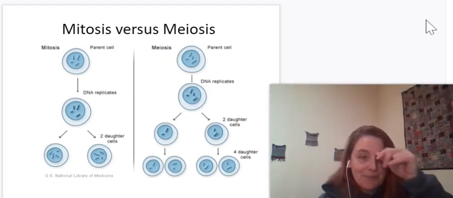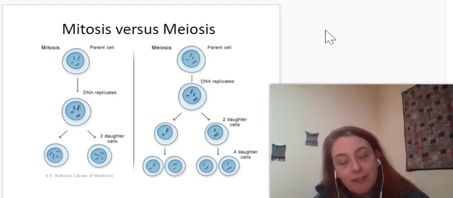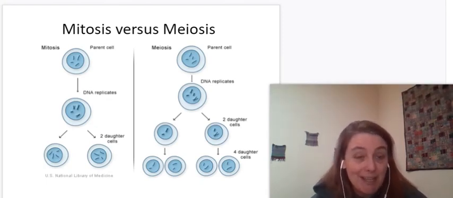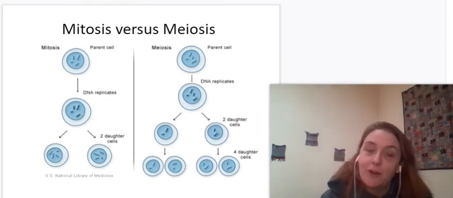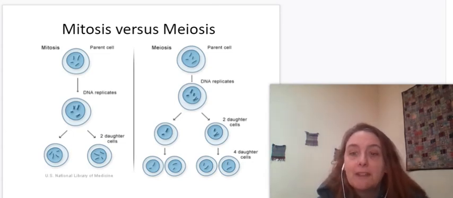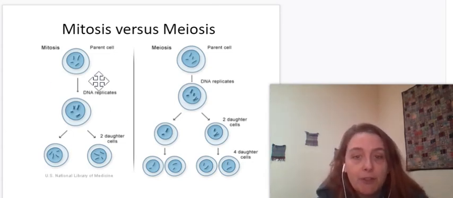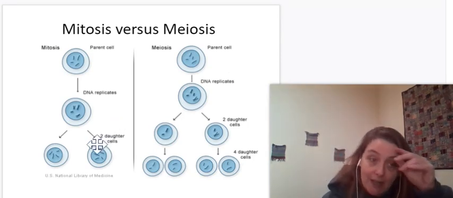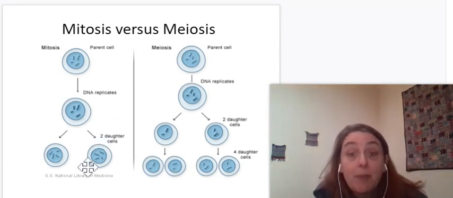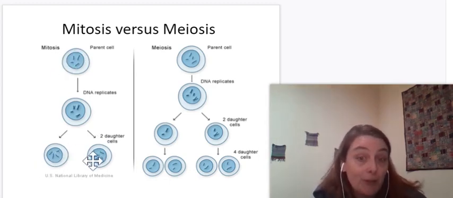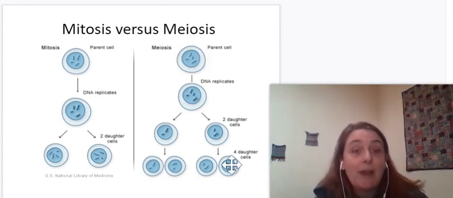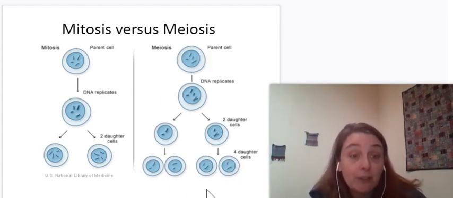Hi, everybody. So we're going to quickly summarize the differences between mitosis and meiosis today and kind of take stock of everything that we've learned so far. So let's start with, we have mitosis over here and meiosis over here. Very quickly, almost all the time, you can tell the difference by the number of cells produced. If you start with one cell and you end up with two cells, you're probably looking at mitosis. And if you start with one cell and you end with four, you probably are looking at meiosis.